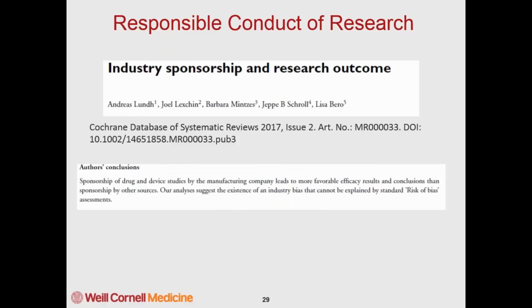And this is a study about industry sponsorship and research outcome. This is from the Cochrane meta-analysis, where they find that there are many studies that have found this, but again, this is a meta-analysis. Sponsorship of drug and device studies leads to more favorable efficacy results and conclusions than sponsorship from other sources. This doesn't mean necessarily that there is misconduct, but again, it's obviously a matter of concern. So, as you can see, these are some of the many problems that we have today with our system of doing research, and the importance of ensuring that we change the system, so that perhaps we get people to do research in a more ethical way.